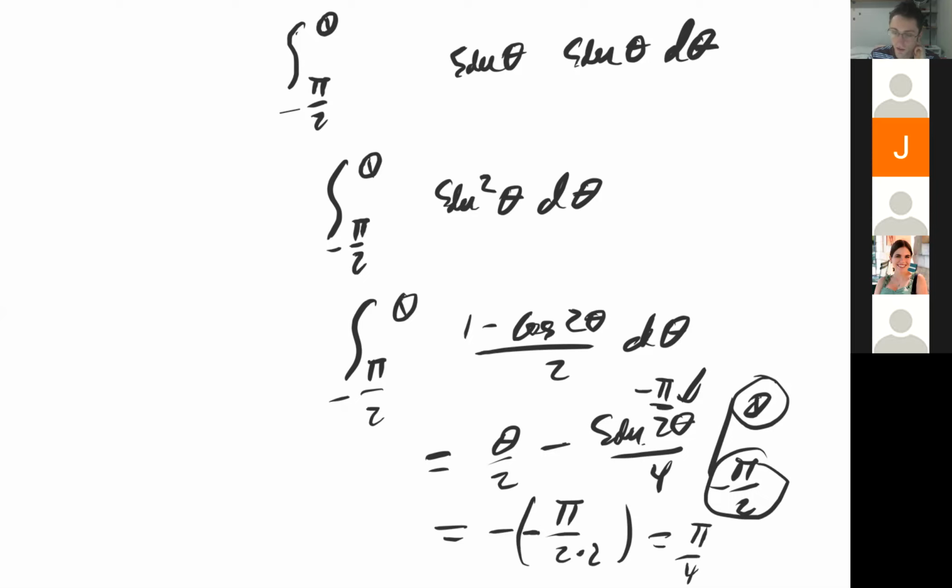So if this is a little confusing, where did it divide by 2? Oh, we divided by 2 because when we did the lowering powers formula, we got a 2 in the denominator, right?